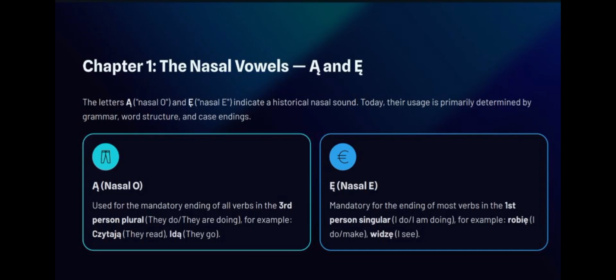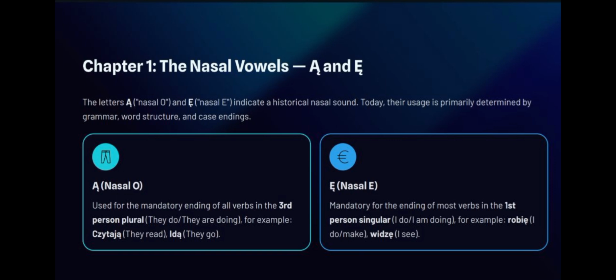Let's begin. Chapter 1. The nasal vowels, ą and ę. The letters ą, called nasal O, and ę, called nasal E, show a historical nasal sound in Polish. Today, their use depends mostly on grammar, word structure, and verb endings. Letter ą, nasal O. We use it for all verbs in the third person plural, meaning they do or they are doing. For example, czytają, they read, idą, they go.